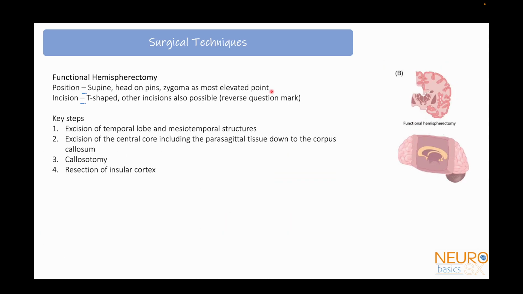Right. So coming to the different hemispherectomies. So first we'll discuss a functional hemispherectomy. Okay, a commonly done hemispherectomy. So here the surgery itself is quite standard, and the positioning and incisions are quite simple. So the patient is positioned supine, the head will be on pins, and the head will be turned such that the zygoma is the most elevated point, as you would do for a standard pterional craniotomy.